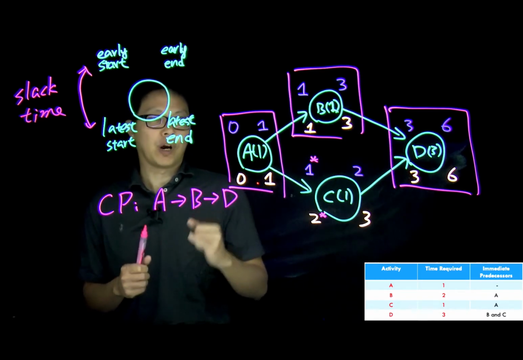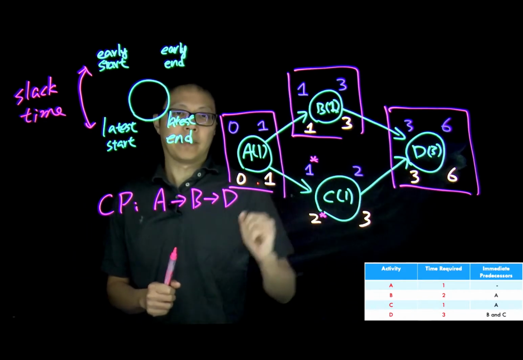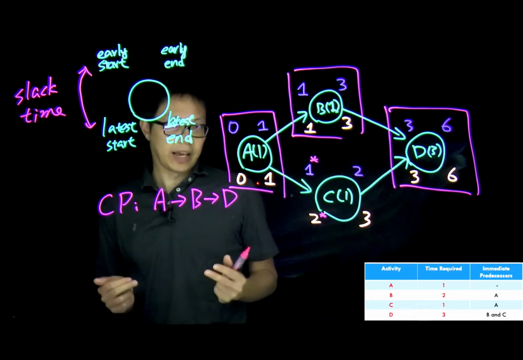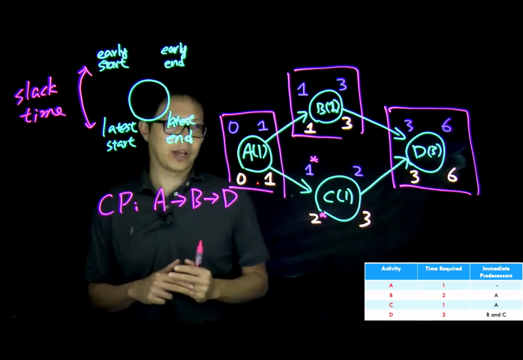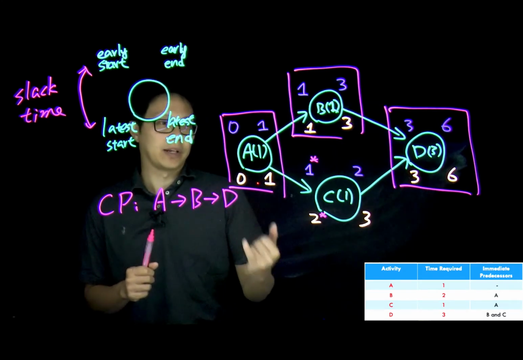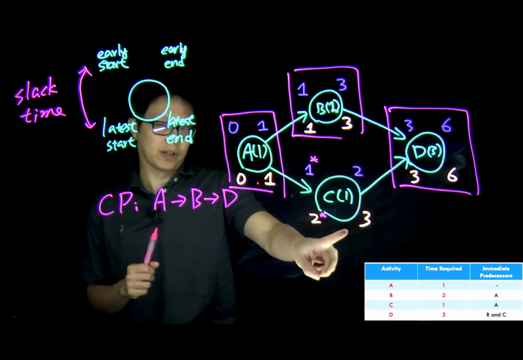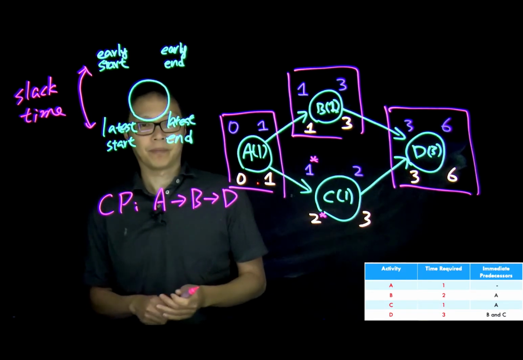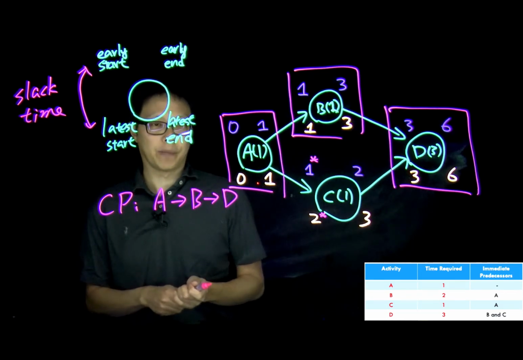So whenever you are on the critical activities, that means those activities will not be able to be delayed without affecting the total project time. However, you can always delay those non-critical activities' start time without affecting the final result. That's the definition of the critical path method.